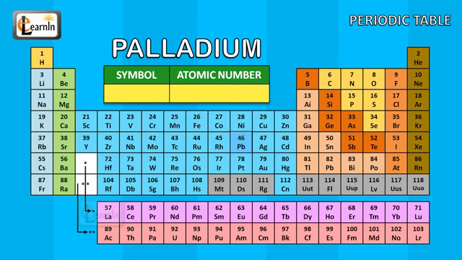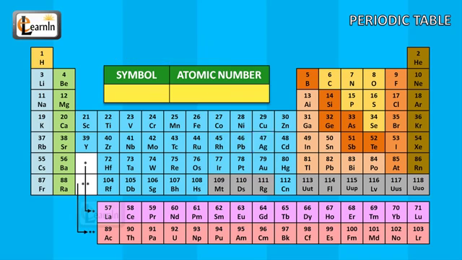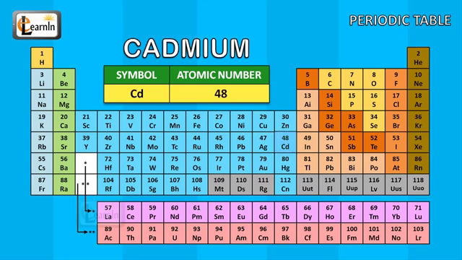The element palladium is represented as Pd and has an atomic number of 46. The element silver is represented as Ag and has an atomic number of 47. The element cadmium is represented as Cd and has an atomic number of 48.